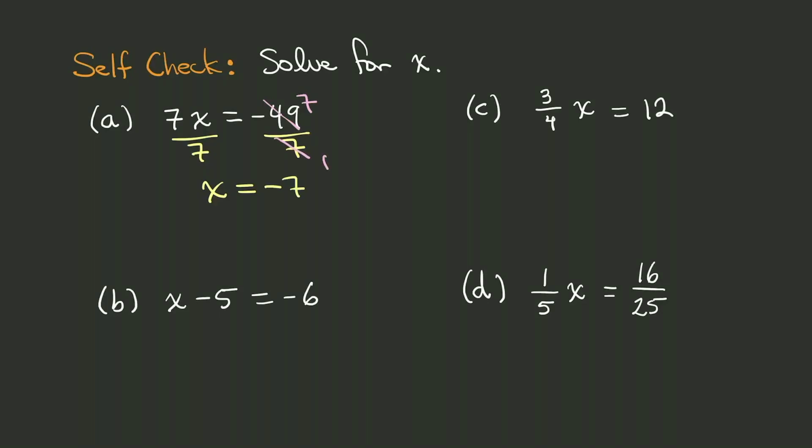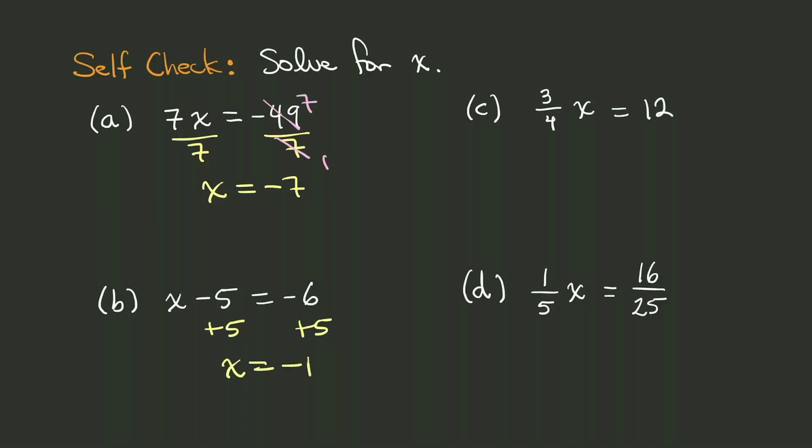In part B, we have x minus 5 equals negative 6. This minus 5 is keeping x from being by itself. To get rid of it on the left-hand side, we'll add 5 to both sides. And that will give us x equals negative 6 plus 5, which is negative 1.